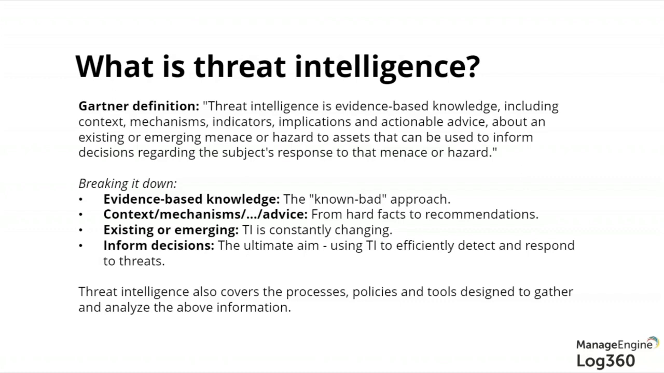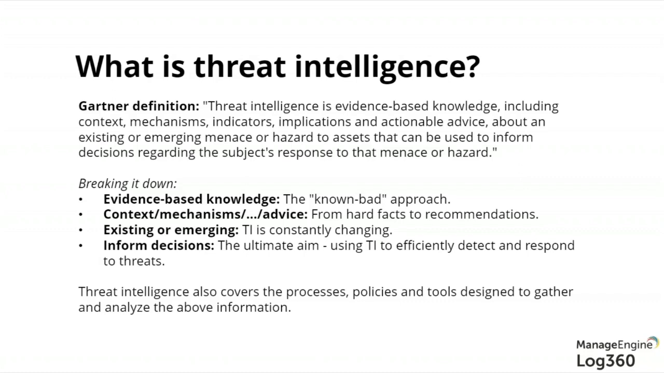Next, threat intelligence includes context, mechanisms, indicators, implications, and actionable advice. This long phrase basically indicates that threat intelligence is pretty wide-ranging in the types of information that it covers. There's a really common misconception out there that threat intelligence is just a list of bad IPs, but it's actually much more than that. It ranges from hard facts like the specific mechanisms and indicators of attack, and it also includes more general information like actionable advice on how to deal with a threat.